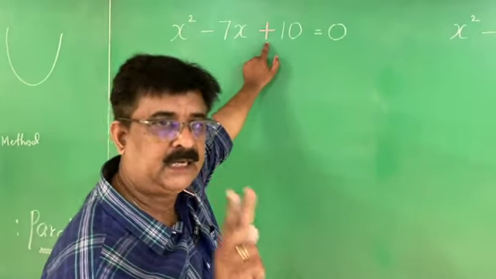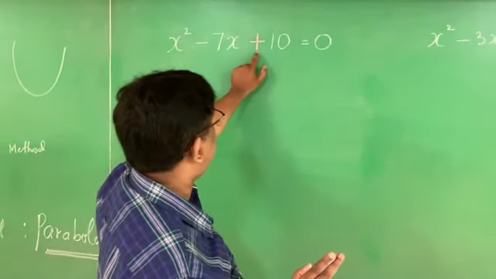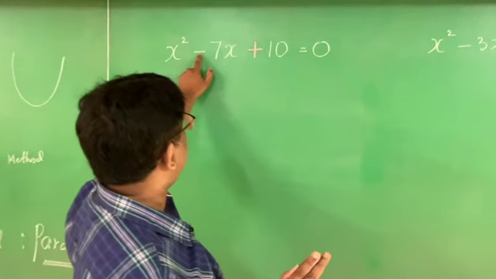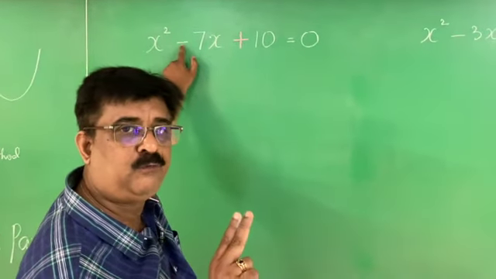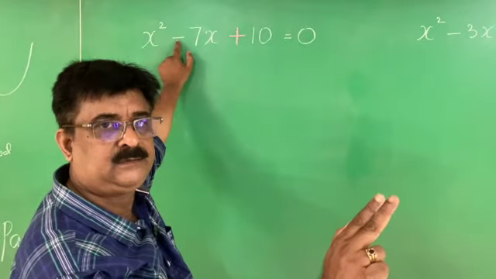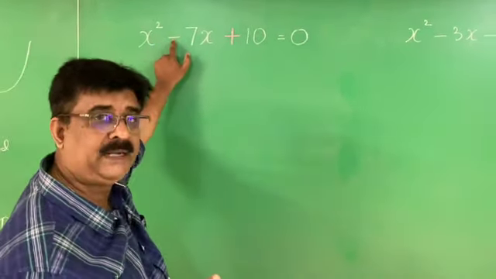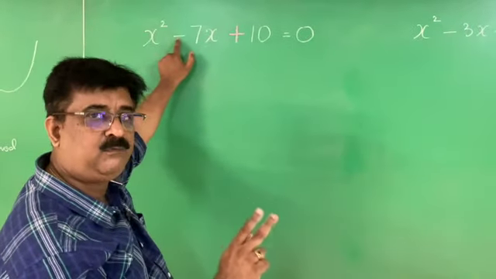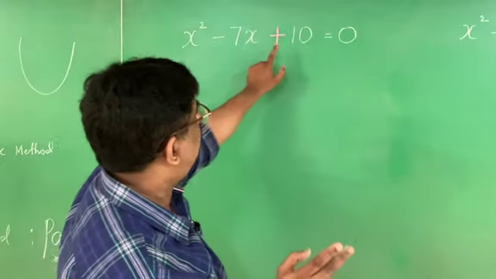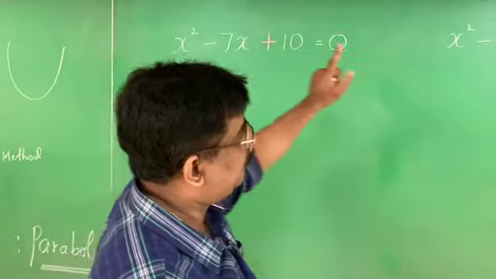Plus stands for addition. When you are adding these factors, the sign of the linear term should be given for both the factors obtained. Both the factors, you have to put the same sign. What is the sign here? Minus. You have to put the same sign for both the factors.